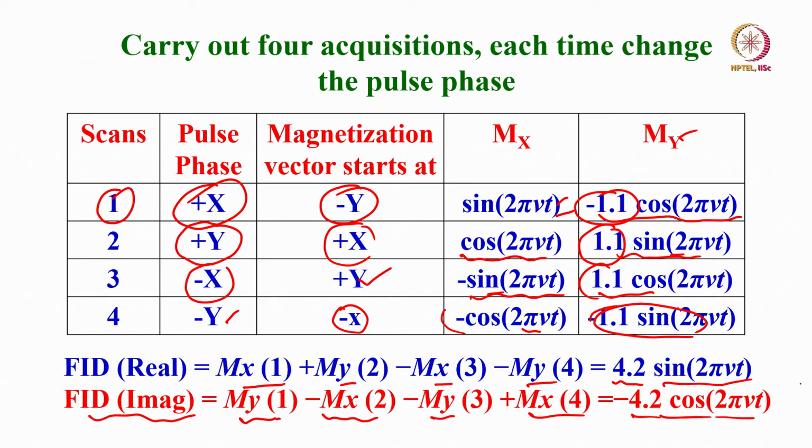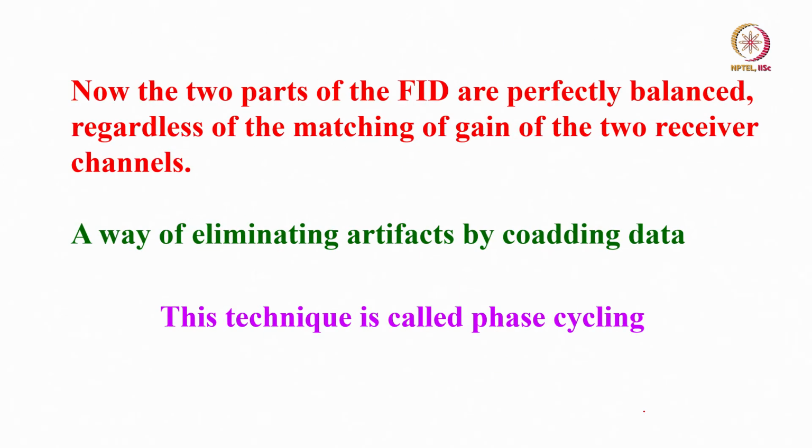Now although gains are phased exactly, these two receivers may not be exactly out of phase by 90 degrees, but you have done this phasing of the pulses and the receiver in such a way that you change the position of the pulses and also the receiver. When you do 4 different experiments and co-add the signal, this is plus 4.2 times, this is minus 4.2 times. Now what have you done?